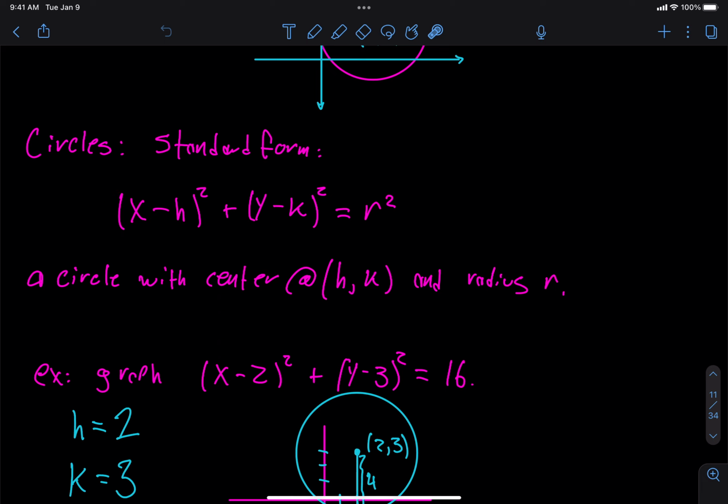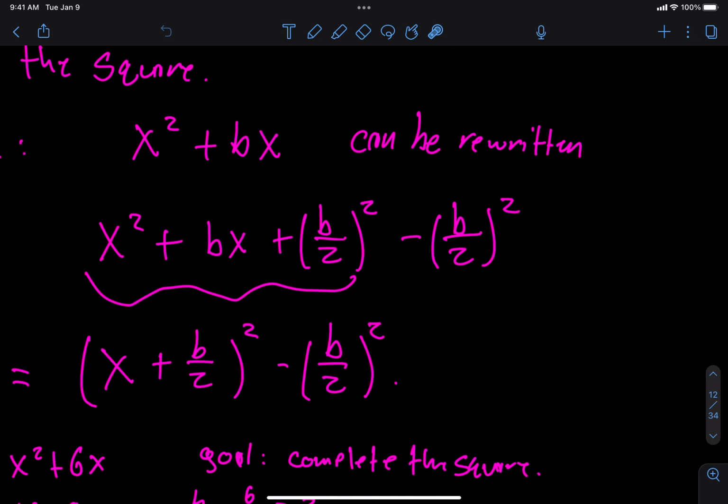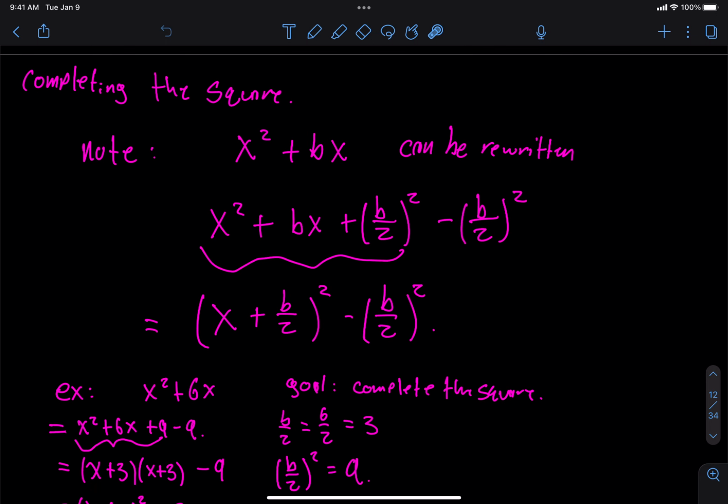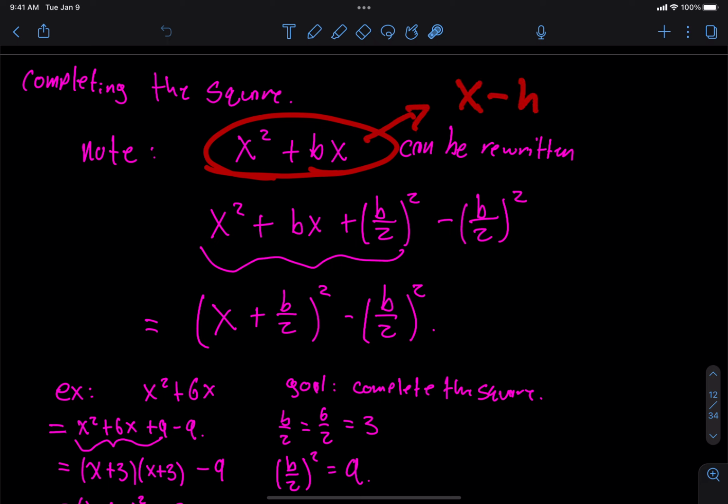And the main tool that we have at our disposal for doing that is called completing the square. So let me discuss what completing the square is, and then I'll do a couple examples. Completing the square is when we have a term which looks like x squared plus a number times x. We want to rewrite this as something like x minus h squared, and then maybe minus or plus some other constant. That's how we want to rewrite it.